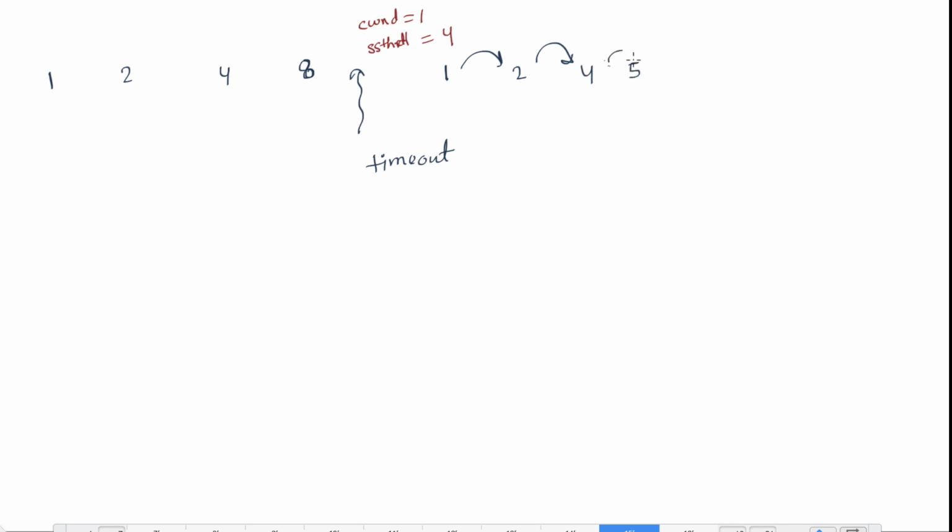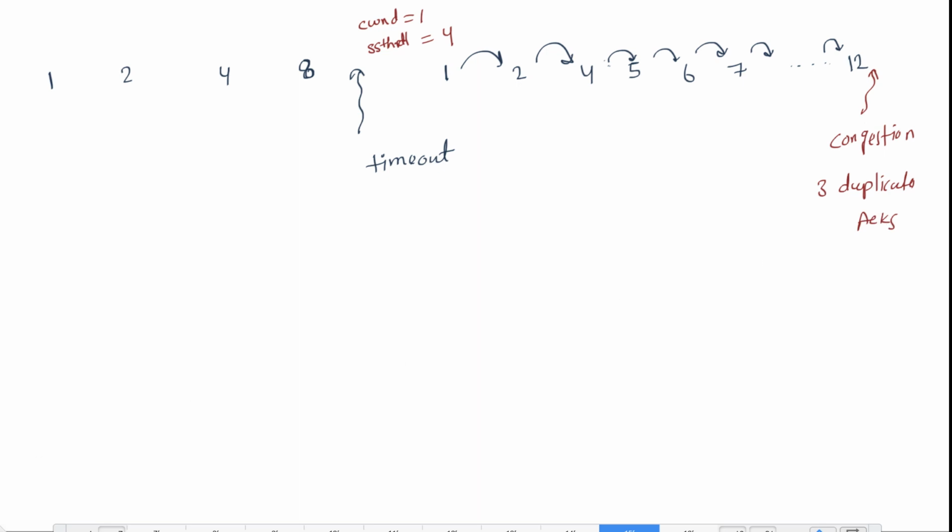Then you will go to 5, then 6, then maybe 7, like that. Suppose there is no congestion, and let's suppose that you have reached till 12. Now suppose there is again a congestion here. Let me put it in red color. Again there is a congestion, and that congestion is because of, let's suppose, 3 duplicate ACKs.